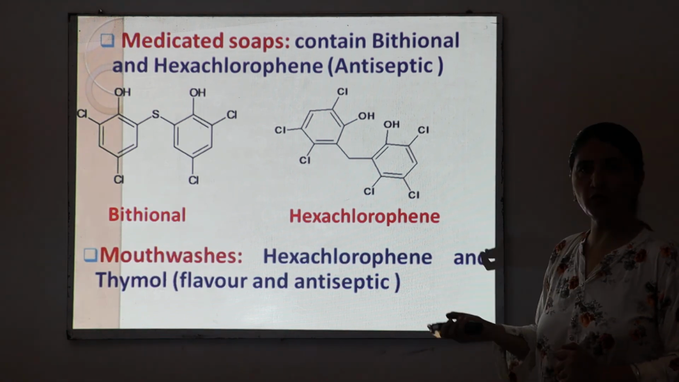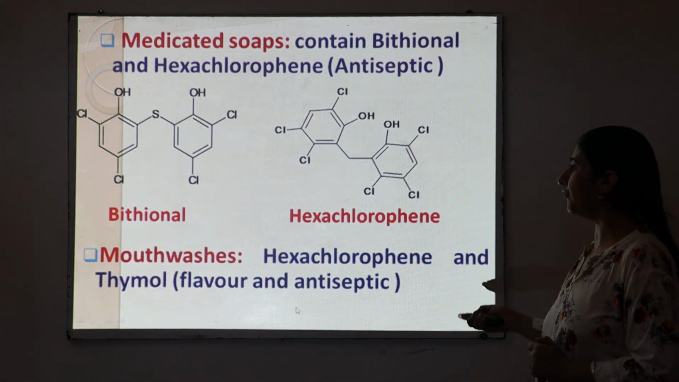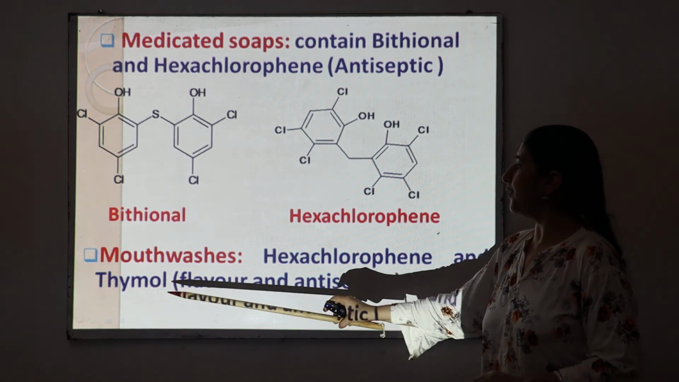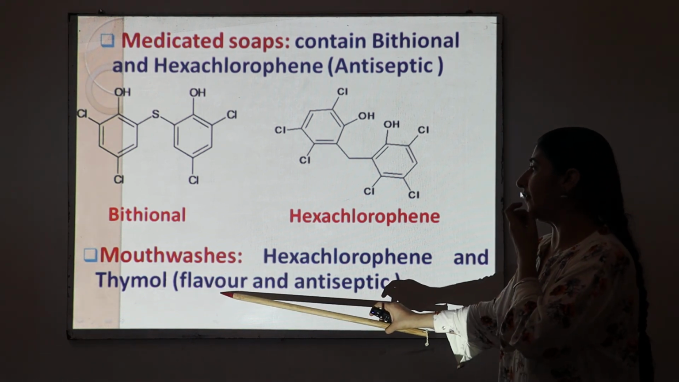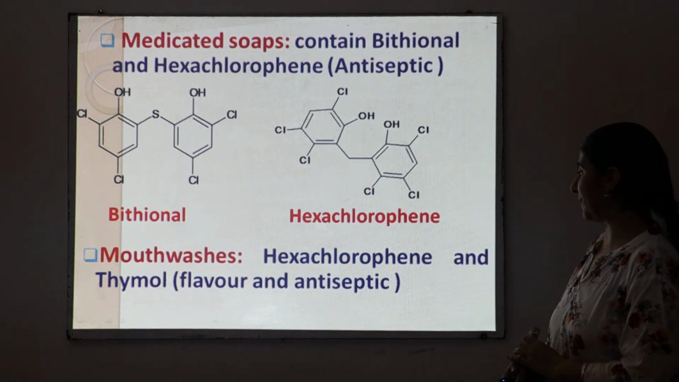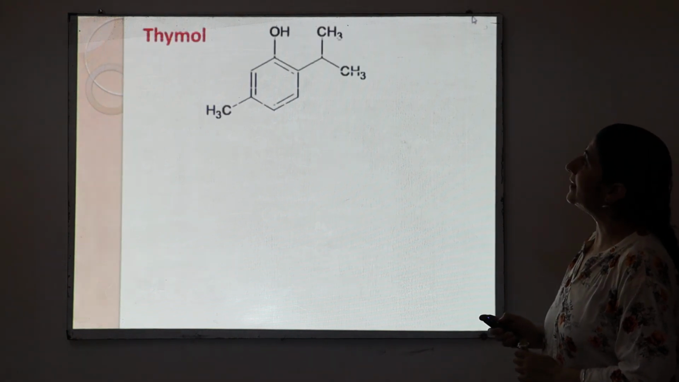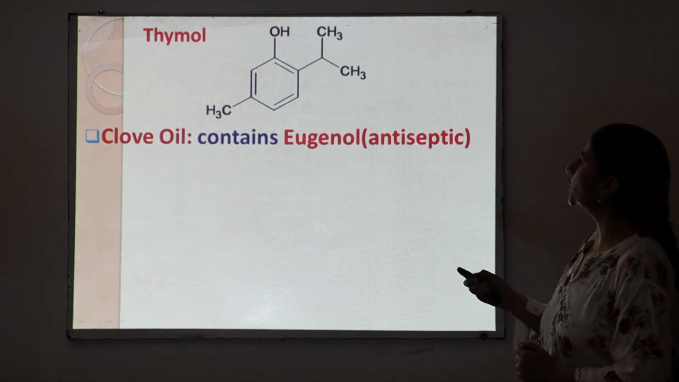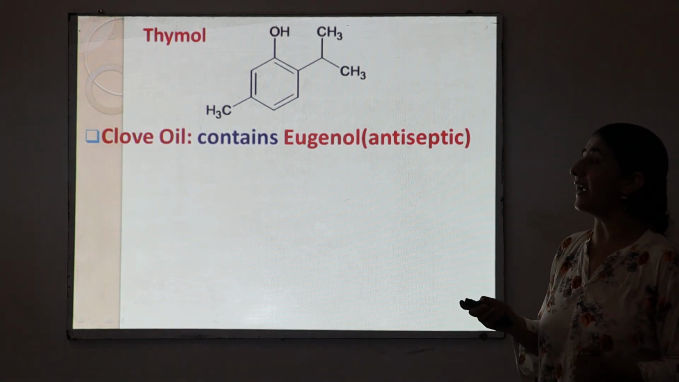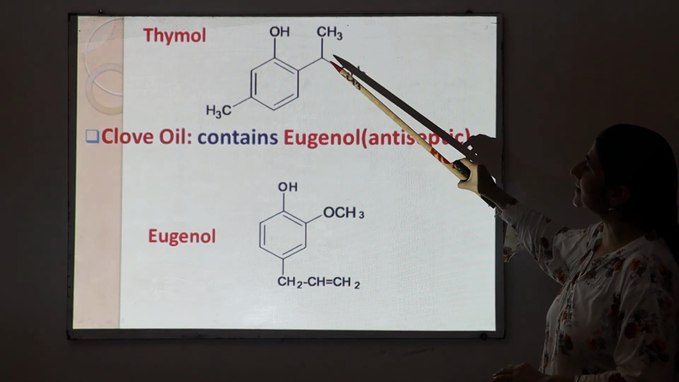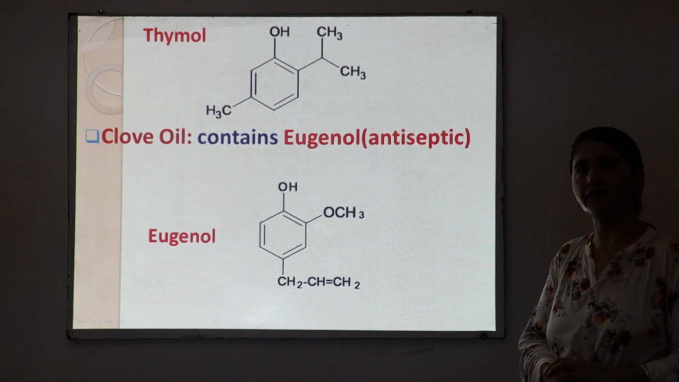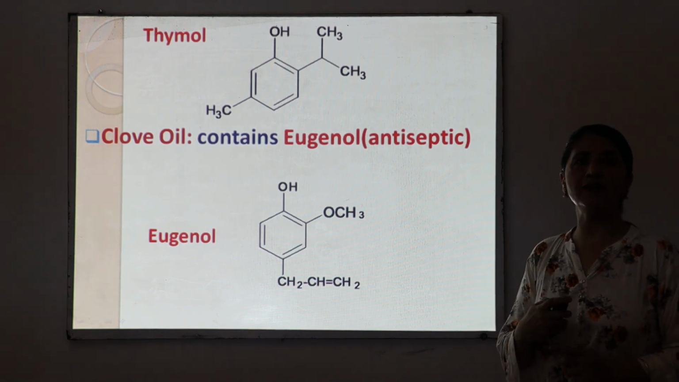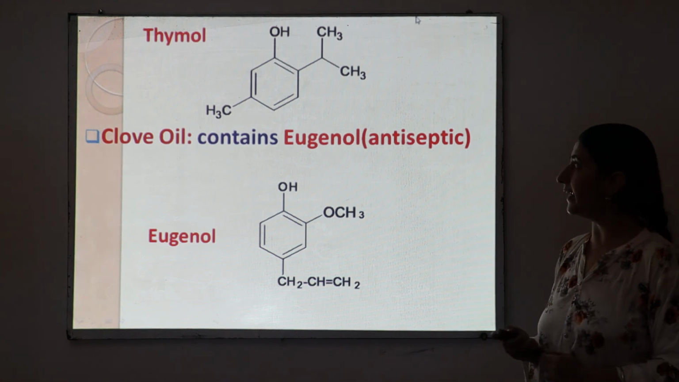Another product is mouthwashes, which mainly contain hexachlorophene and thymol. Thymol is used in mouthwashes for flavoring as well as its antiseptic property. Next one is clove oil, which is also called laung oil. It contains eugenol, which acts as an antiseptic, and basically these compounds are phenolic derivatives. So these are the phenol compounds which have great importance in our daily life.